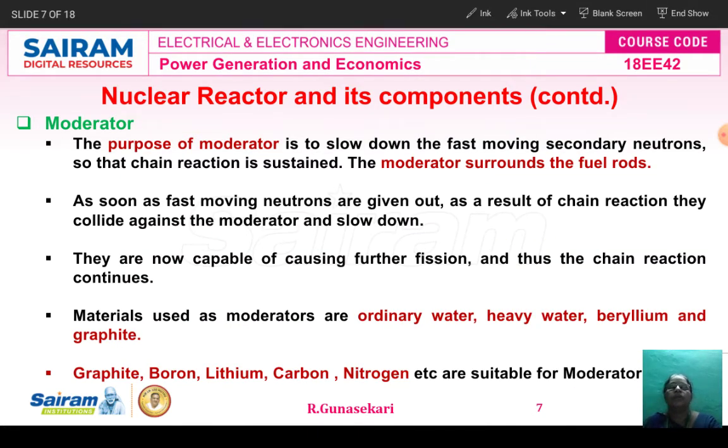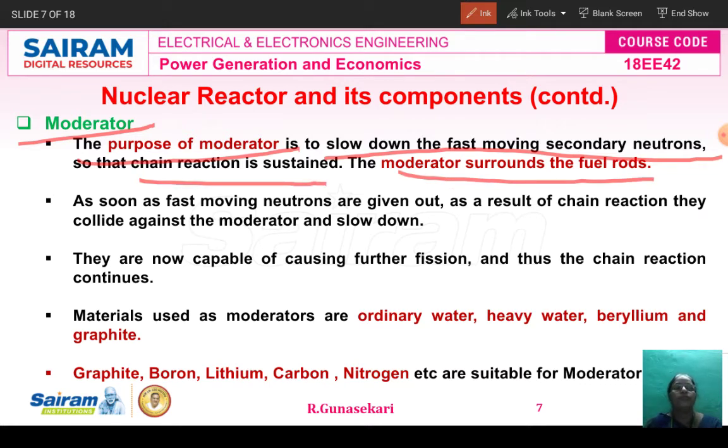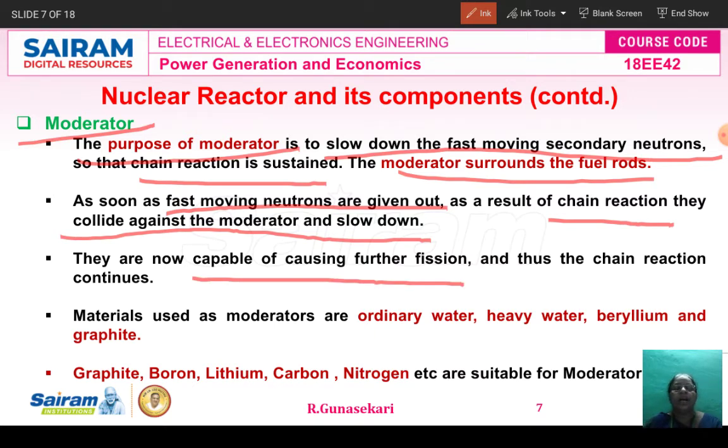Another component is the moderator. The purpose of the moderator is to slow down the fast moving secondary neutrons, so that the chain reaction is sustained. The moderator surrounds the fuel rod, as we already saw in the diagram. The fast moving neutrons are given out and collide against the moderator and slow down. The slowed neutrons are then capable of causing further fission, and the chain reaction continues.